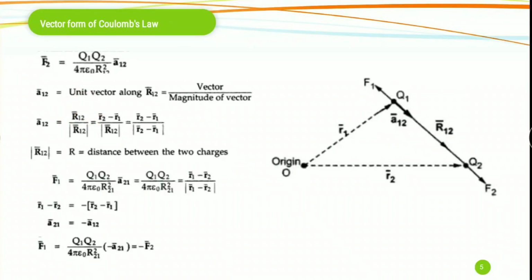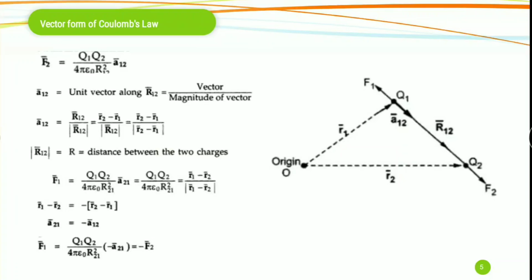Again, this R12 is the resultant of these two vectors. That is clearly observed in the diagram. R1 bar and R2 bar are the two vectors. The resultant of these two vectors is equal to R bar 12. So just replace R bar 12 by R2 minus R1. Then A bar 12 is equal to R2 minus R1 by mod of R2 minus R1. It's clear. So this is the unit vector from 1 to 2.